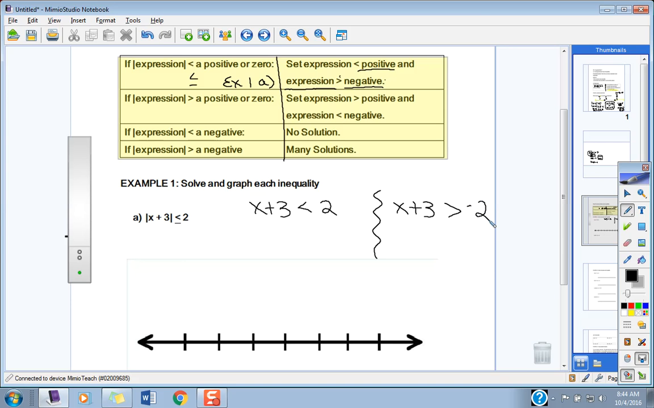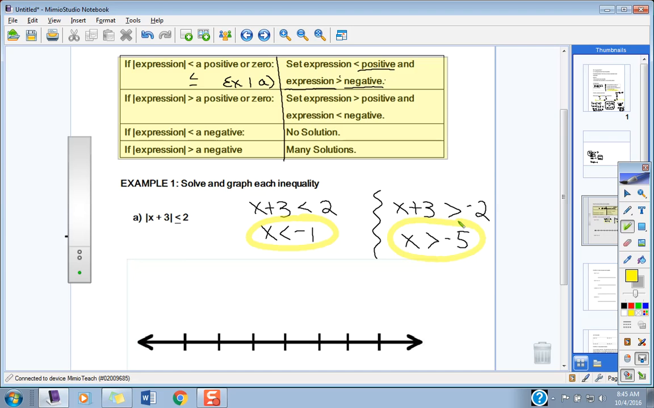If you have the absolute value expression less than a value here, this is very easy to solve. What are you going to get here first? When you subtract 3, you would have x less than what, kids? Negative 1. Okay, that's going to be one solution. How about over here? x greater than negative 5. Okay. So we need to graph these two solutions right here. We need to graph this. We need to graph this.